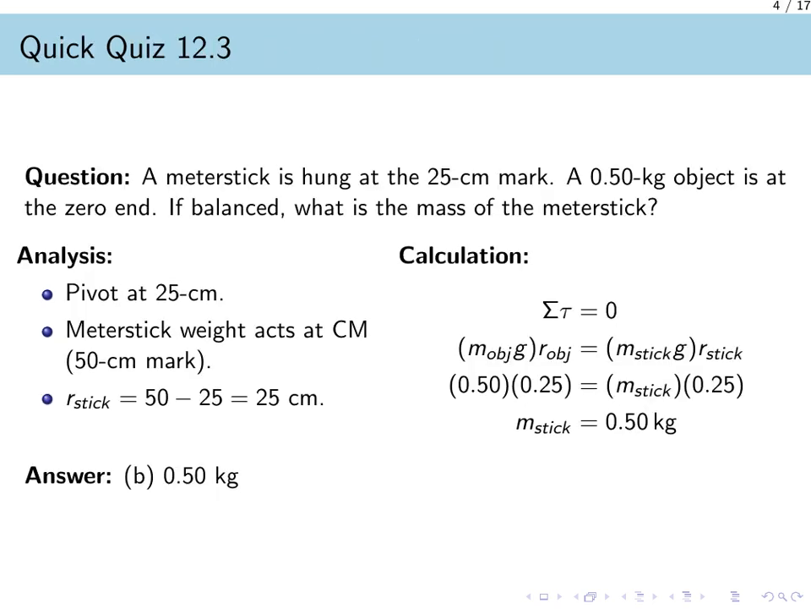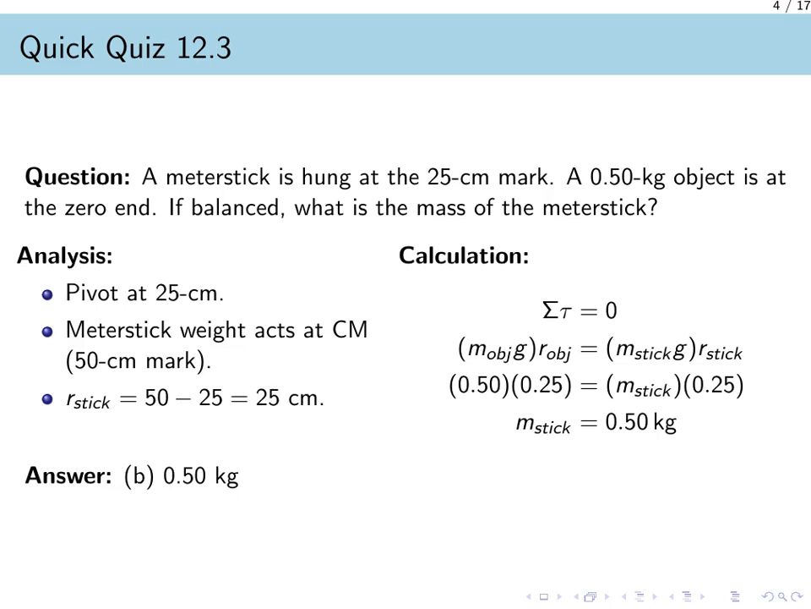Let us apply our understanding of static equilibrium to solve this quiz question. The core idea is that for the meter stick to be balanced, the clockwise and counterclockwise torques about the pivot point must be equal in magnitude. First, we identify our pivot, which is the string at the 25 centimeter mark. Next, we identify the 2 forces creating torques. The 0.50 kilogram object, located at the 0 centimeter mark, creates a counterclockwise torque.